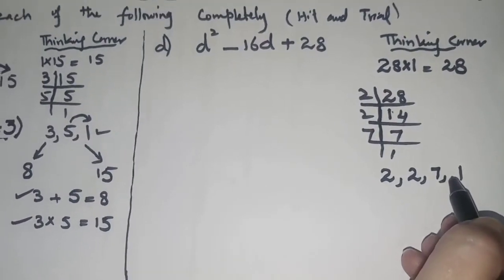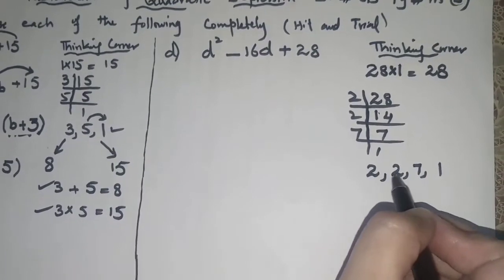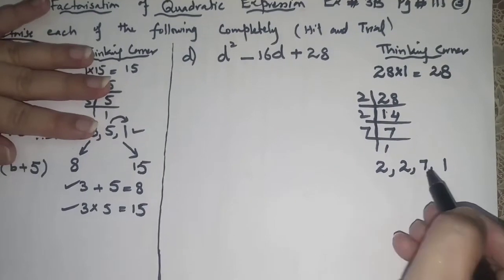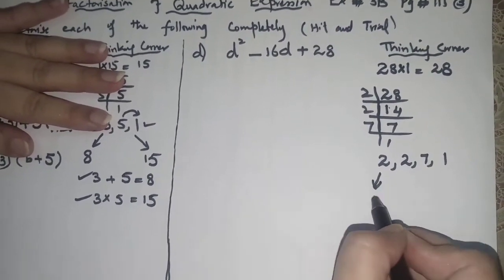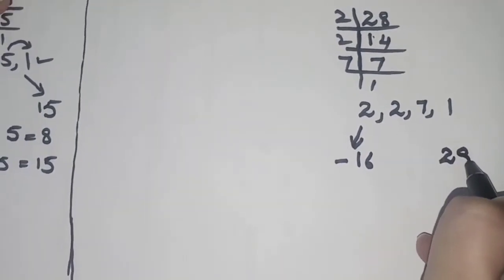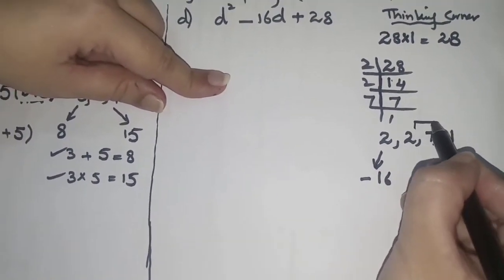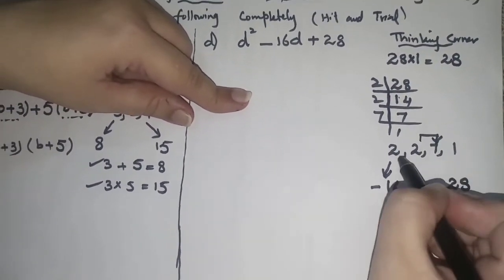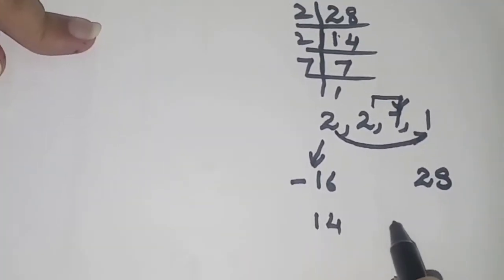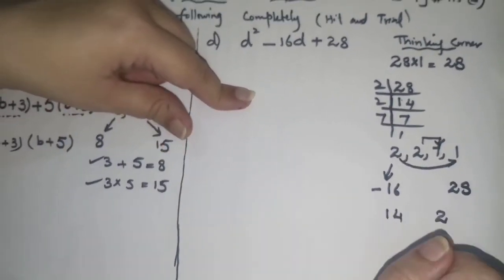And now we have to perform the magic. And what magic we have to perform? That we, from these all factors, we just have to make two numbers in such a way that when I'm adding or subtracting, I'm getting minus 16, and when I'm multiplying, I'm getting 28. If I'm joining 7 with 2, here the thinking process starts, and 2 with 1, 14 and 2. 14 plus 2 can give me 16.